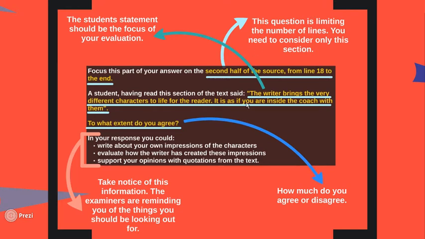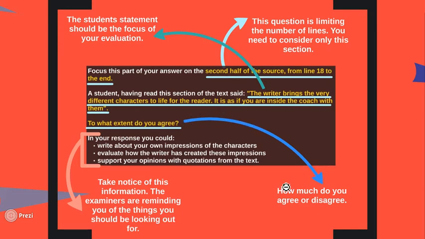Then we come to the student statement, which of course is going to be the focus of your answer for question 4. In this case, the student is saying that the writer brings the very different characters to life for the reader. It's as if you're inside the coach with them. So obviously that is going to be crucial for us. To what extent do you agree?